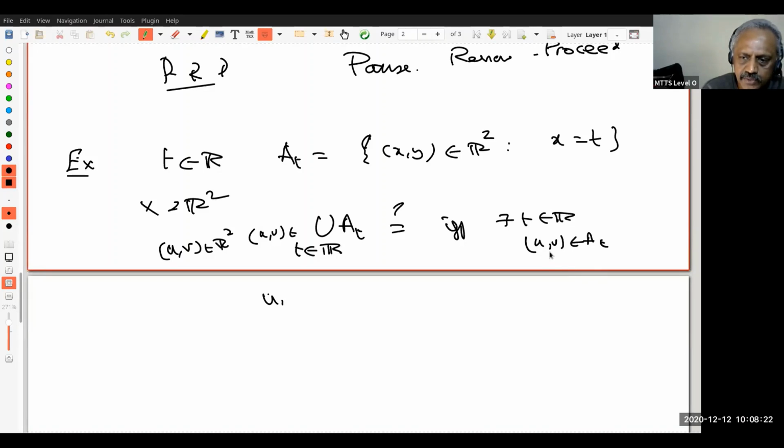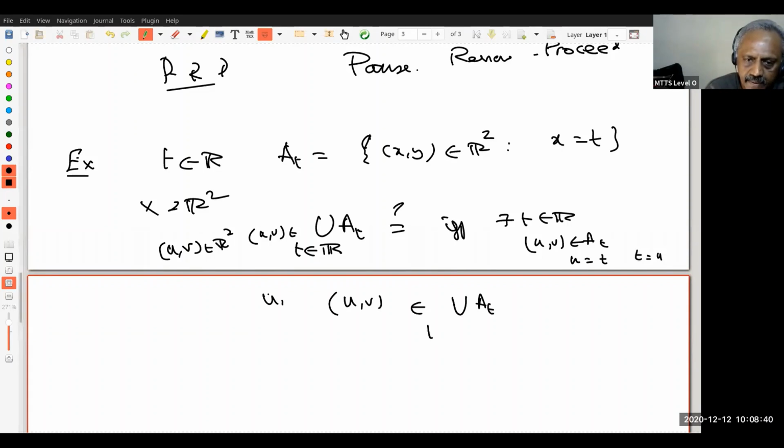Next question is, when does (u, v) belong to A_t? If an element has to be in A_t, that means the first coordinate must be t. That means u must be t. Okay, the unknown is t now. You understand? Therefore, I found what t is. t must be u. Therefore, when I want to prove (u, v) belongs to the union of A_t, t in R, I have to find the t so that (u, v) belongs to A_t.